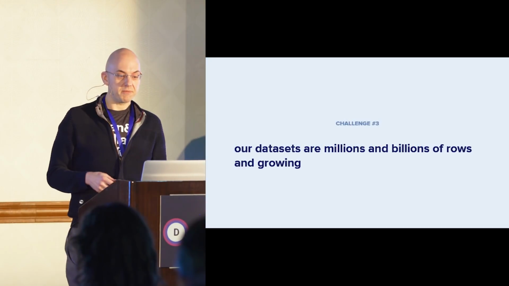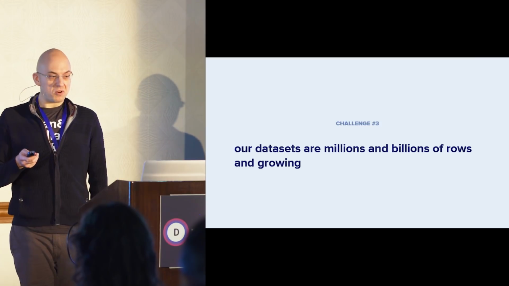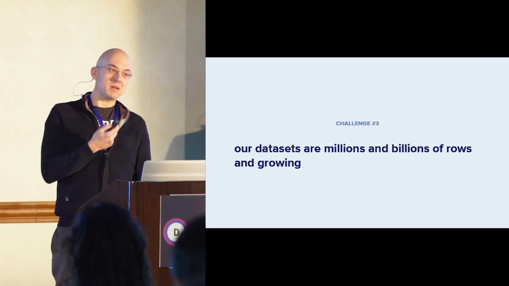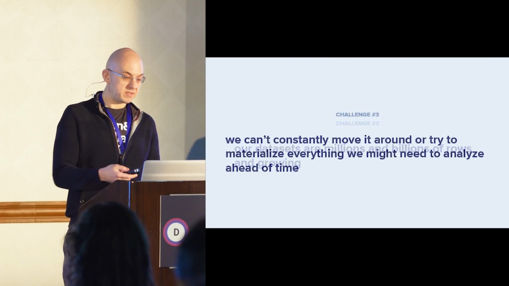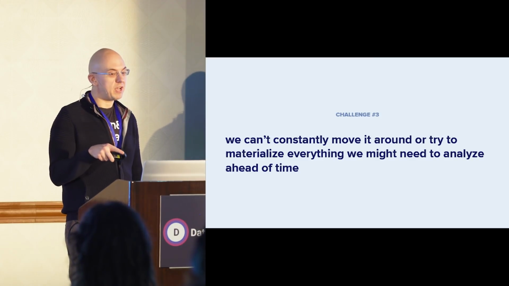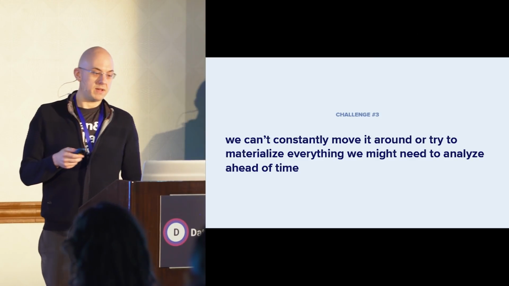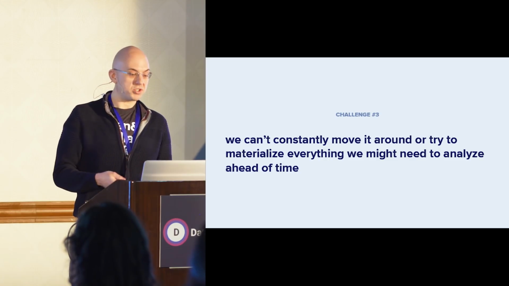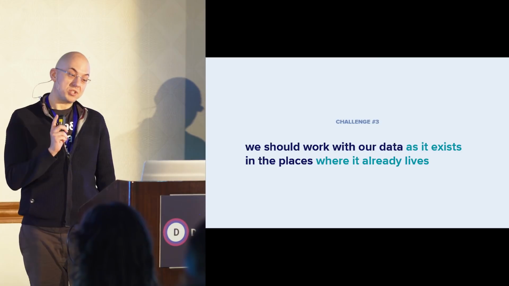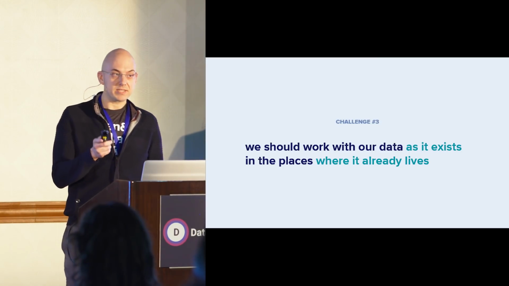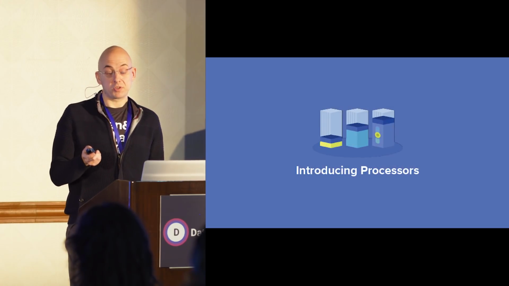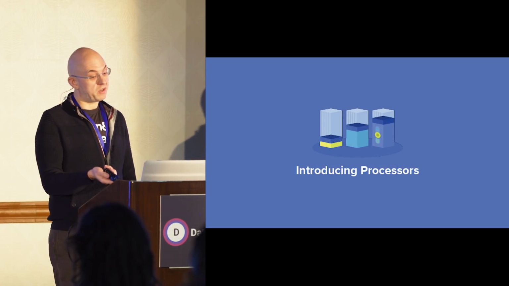So challenge number 3. This one's the really important one, I think. We've kind of been building up to this one. Our data sets are millions and billions of rows and growing. This is a problem we all have. We can't constantly move it around or try to materialize everything we need because it's too expensive, and we don't actually know ahead of time what we might need. So what we should do instead is work with data as it exists in the places where it already lives. To do that, we introduce a concept called processors, which is the third big piece of the framework.